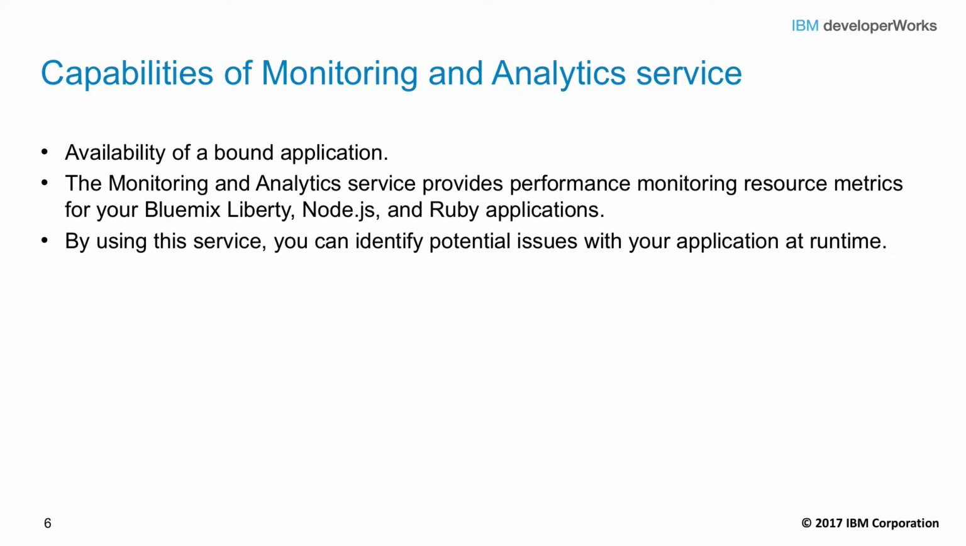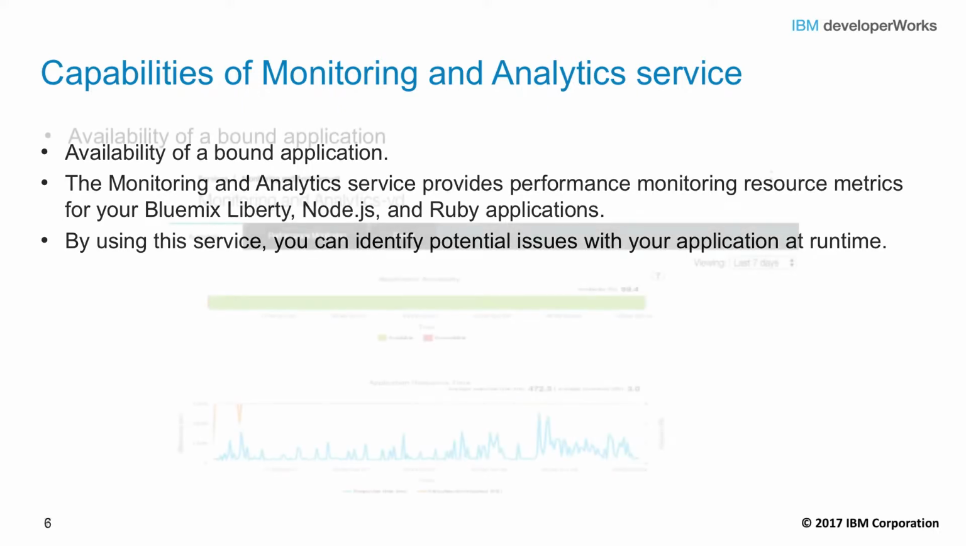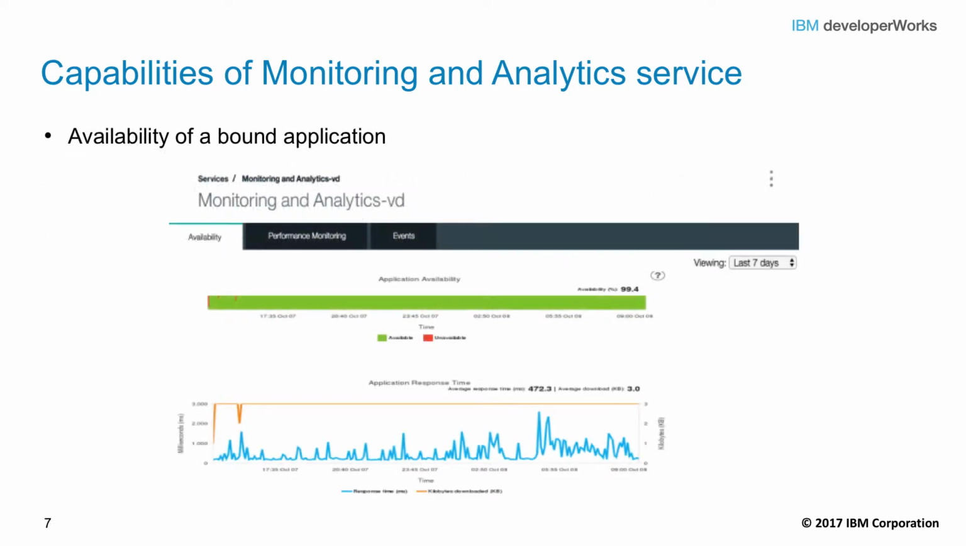The Monitoring and Analytics service provides 3 tabs that you can use to understand how the application is functioning. The first is the Availability tab. The Availability tab provides basic ping information about your Bluemix application URL. The results from the last 7 days of data are displayed so that you can answer the following questions.